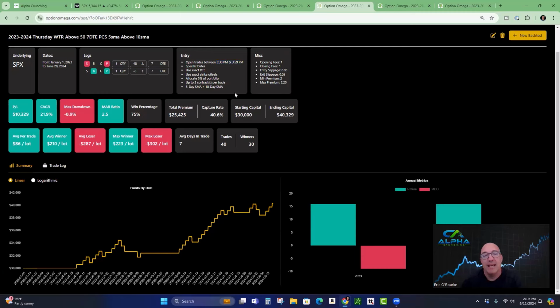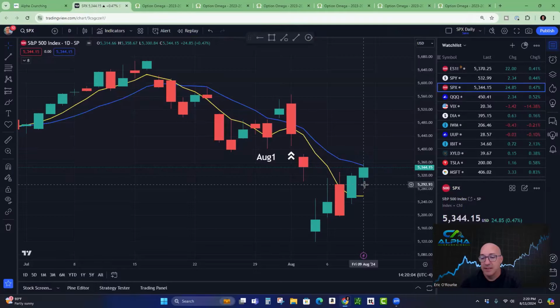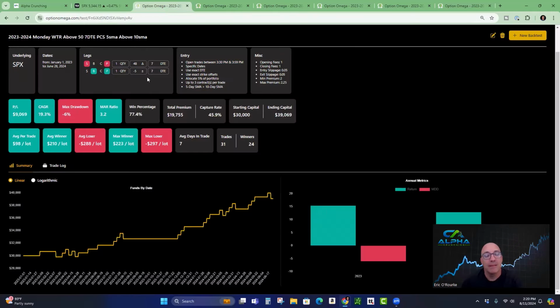So again, if the conditions are met, the WTR is 50% or above, and on this particular Monday, let's say tomorrow, August 12th, here, this is August 9th. So if tomorrow the 5 were to curl back up, we would take the trade. I don't think it is. It needs a lot more work to get that moving average back up, but that's basically how it works. And we're selling an at-the-money put credit spread with 7 days to expiration, holding to expiration, and waiting for the next setup.